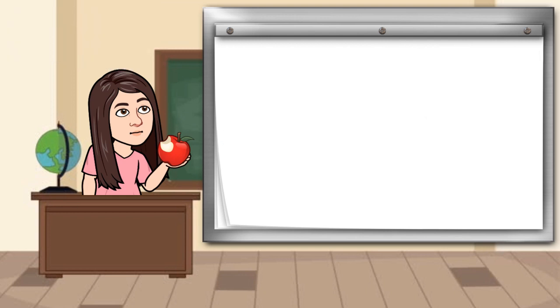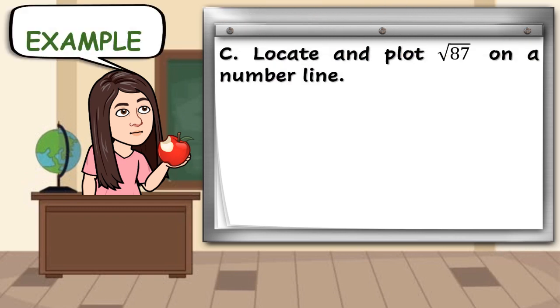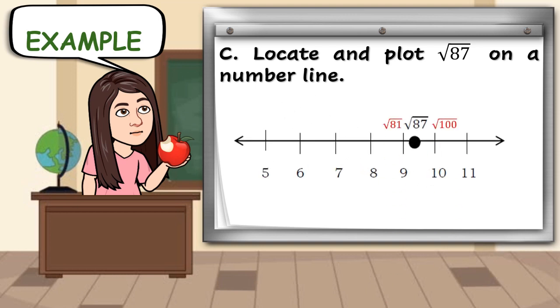And for our last example, locate and plot square root of 87 on a number line. Since ang 87 ay hindi perfect square, hahanap tayo ng dalawang perfect square number na pinakamalapit kay 87. And these are 81 and 100. Thus, square root of 87 lies between square root of 81 and square root of 100. And since 87 is closer to 81, we will then plot square root of 87 somewhere closer to 9, which is the principal root of square root of 81.